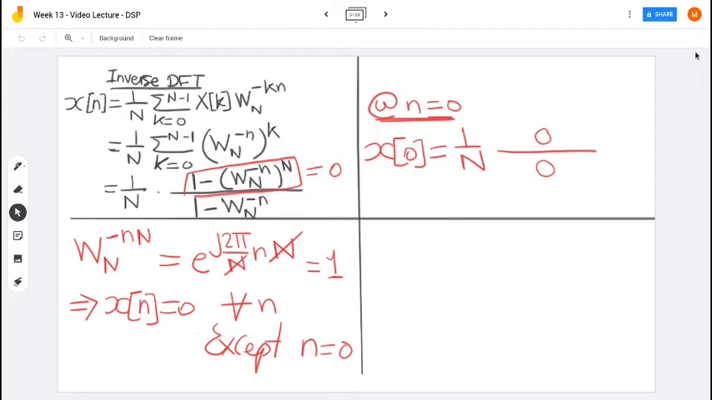In order to compute x of n at n equal to 0, we can go back to the definition of the inverse Fourier transform. So, doing so, we can compute x of 0 as follows.